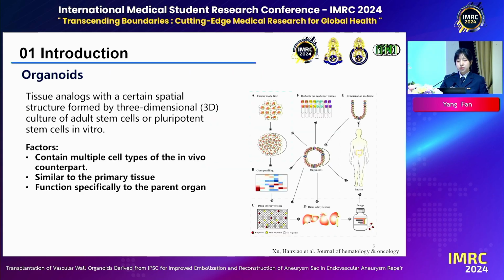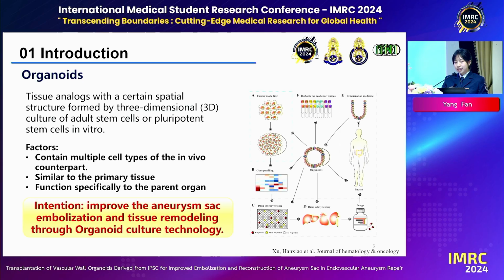Organoids refer to tissue analogs with a certain spatial structure formed by 3-dimensional culture of adult stem cells or pluripotent stem cells in vitro. It has 3 main features. Firstly, it contains multiple cell types of the in vivo counterpart. Secondly, the cells organize similarly to the primary tissue. Thirdly, it functions specifically to the parent organ. Because of these characteristics, the technique has been applied to many fields like cancer, regenerative medicine, and precision treatment.